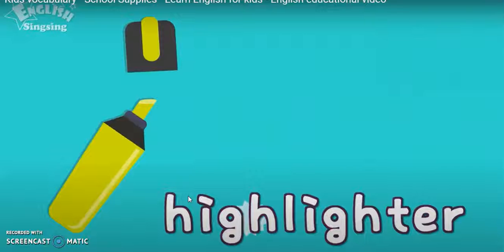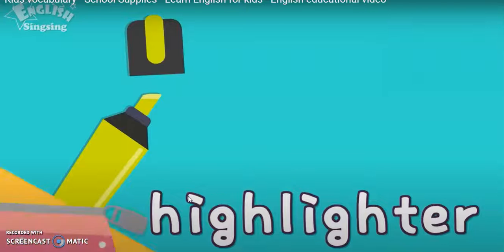Hey, yes, el highlighter. The highlighter, it works when you want to highlight a word. Cuando queremos resaltar una palabra, utilizamos el highlighter. Yes? Highlighter.